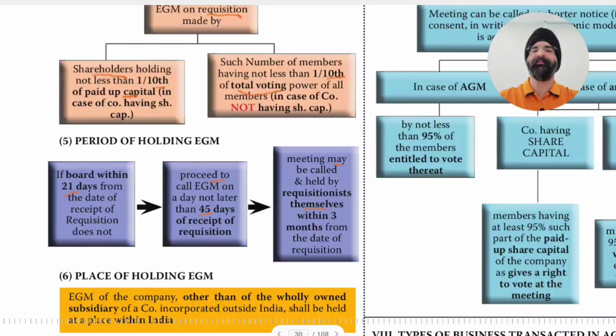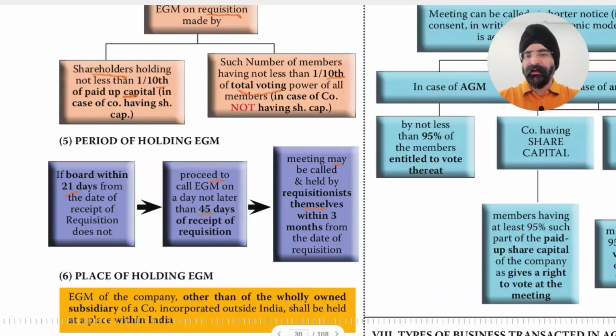How we can see that proceeding of an EGM has initiated? If within 21 days board issues a notice of EGM providing date and place when EGM is to be held, then also board has proceeded to call EGM. That proceeding should happen within 21 days from the date of receipt of requisition from one-tenth of the total voting power or total paid up capital.